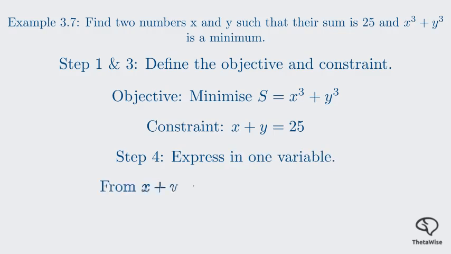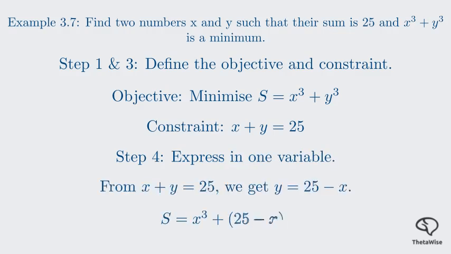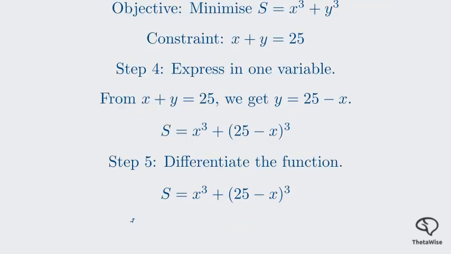Next, we express s in terms of a single variable. We can rewrite our constraint to solve for y equals 25 minus x. Then we substitute this into our objective function for s. So s is equal to x cubed plus the quantity 25 minus x cubed.